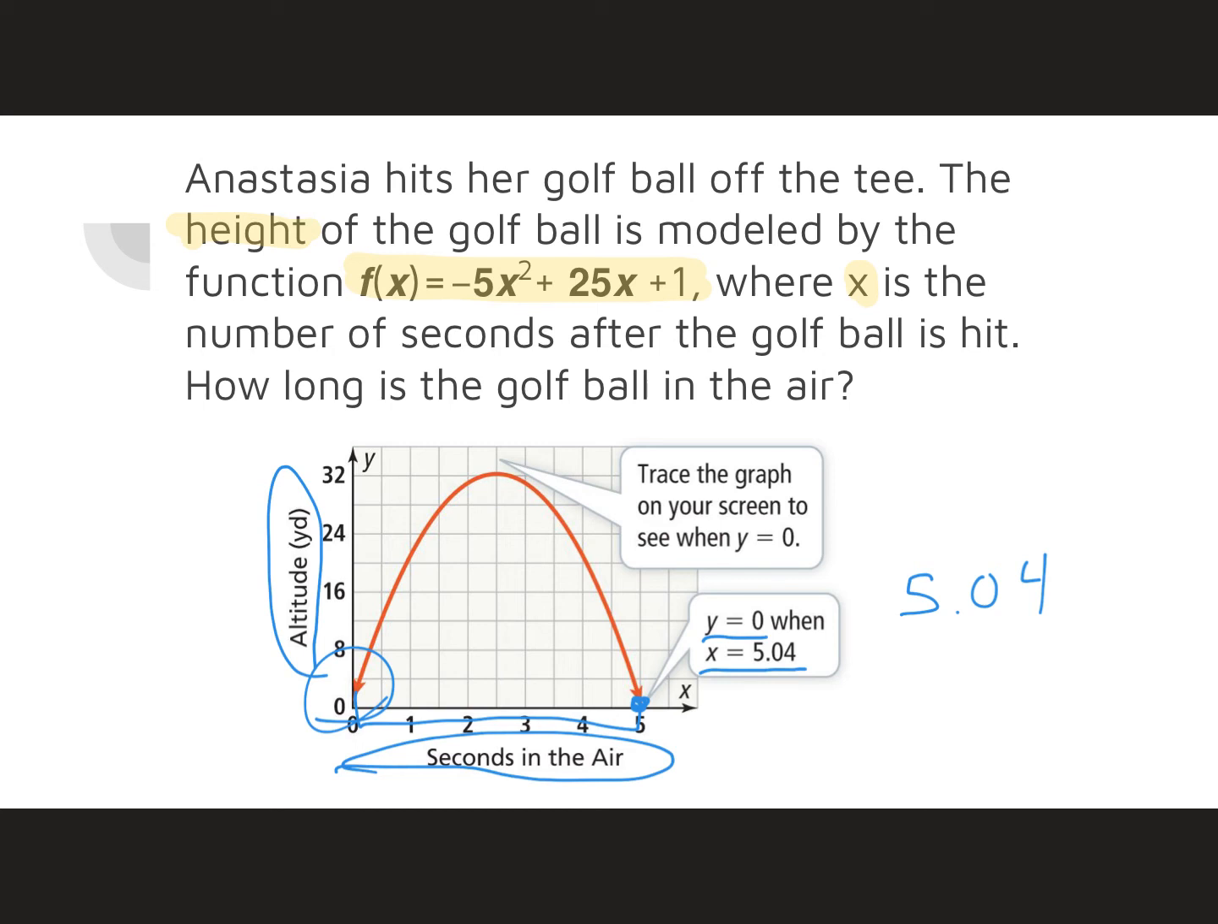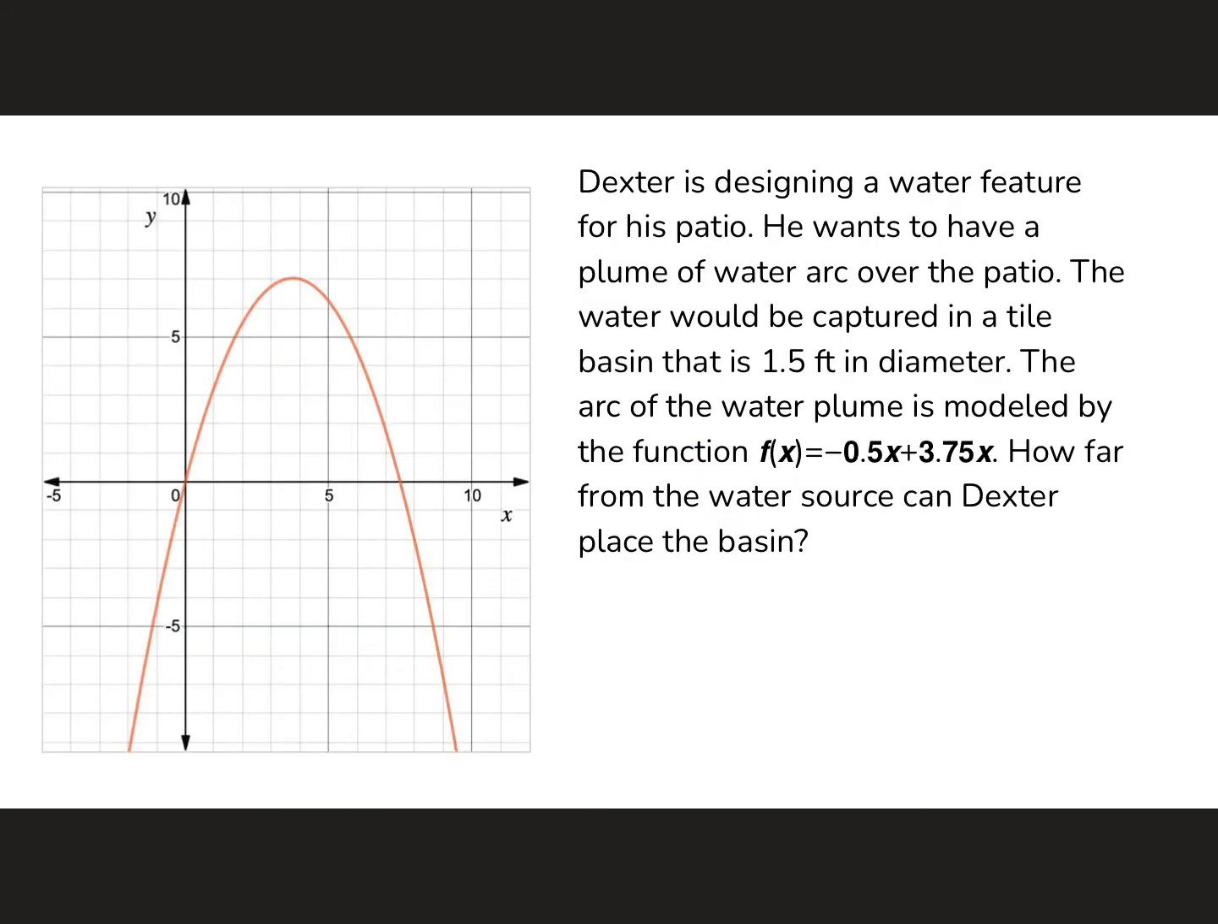Let's look at a couple more. So Dexter is designing a water feature for his patio. He wants to have a plume of water that arcs over the patio. The water would be captured in a tile basin that's 1.5 feet in diameter. The arc of the water plume is modeled by the function f of x equals -5, oh, that should be an x squared, sorry, plus 3.75x. I left off the square root of that, don't worry about it. So how far from the water source can Dexter place the basin?